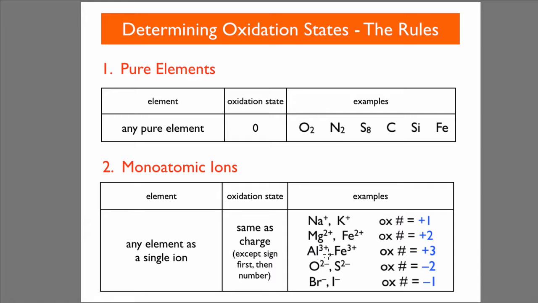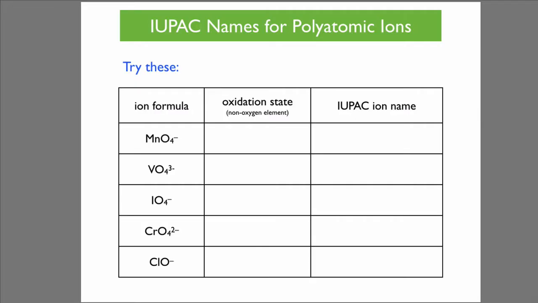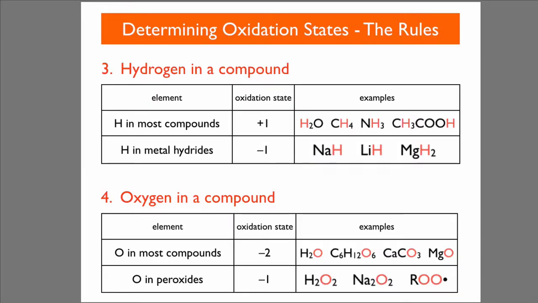If you've got aluminium 3+ or iron 3+, the oxidation state is +3. You get the idea. Bromine -1, oxidation state -1. Very straightforward, which is nice. Rule 3: if hydrogen is in a compound, there are two rules.